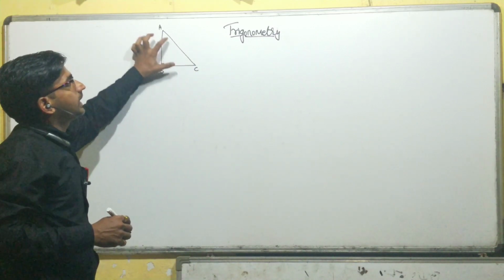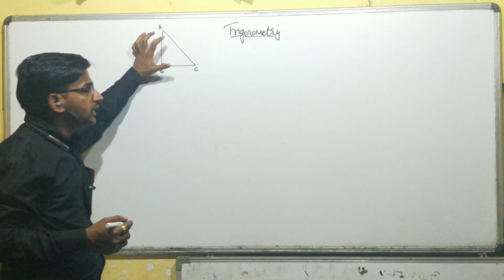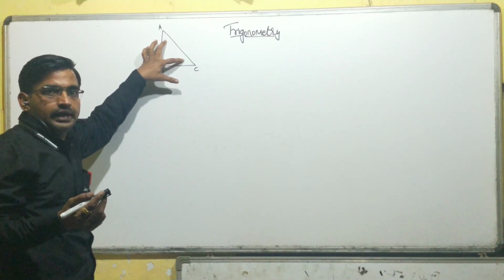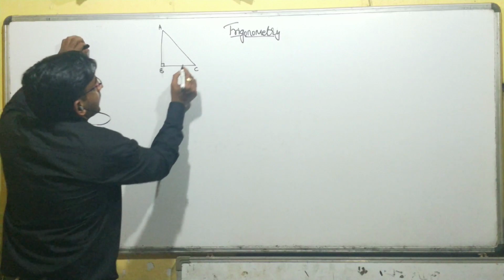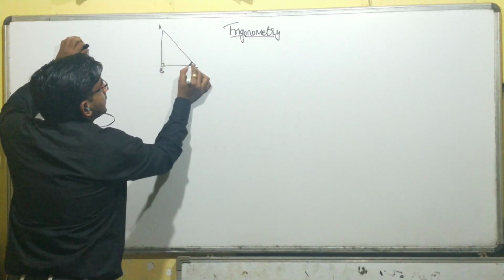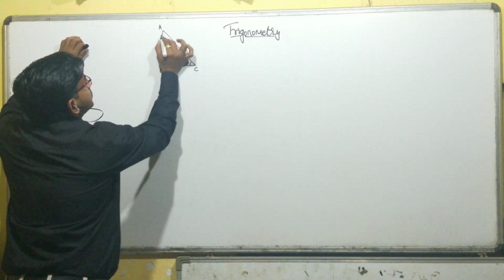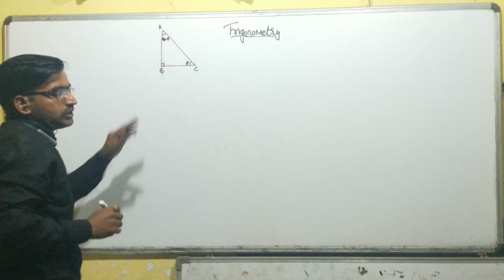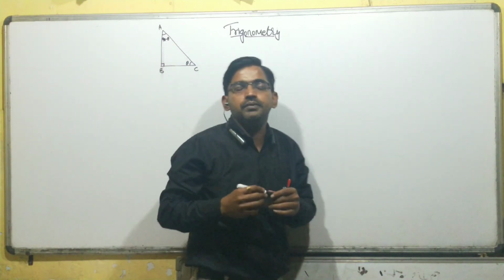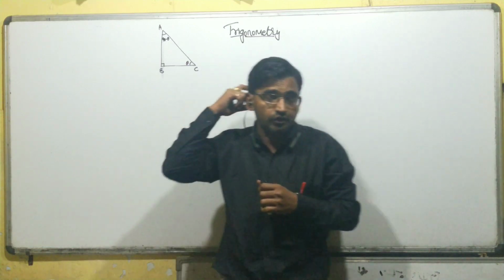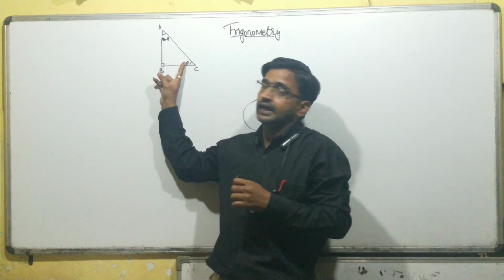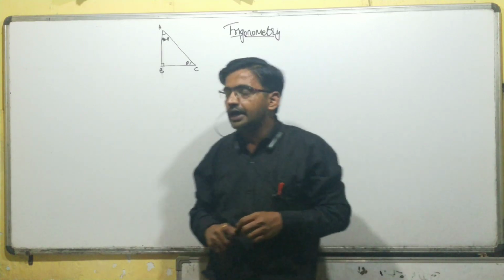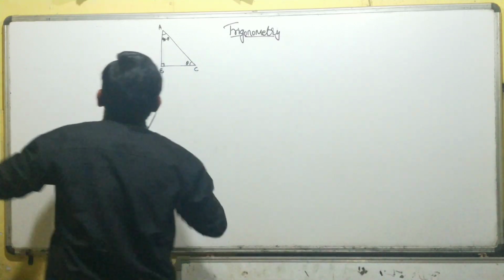Suppose the sum of three angles is 180 degrees. So if this is 90 degrees, the sum of the remaining two will be 90 degrees. So if this angle we take as theta, this will be 90 minus theta. You should keep this in mind before solving the sum: if one angle is theta, the other will be 90 minus theta. Now go for the basic thing.